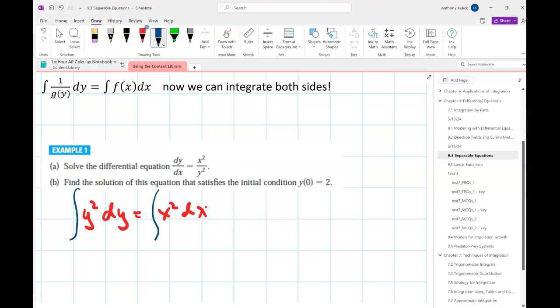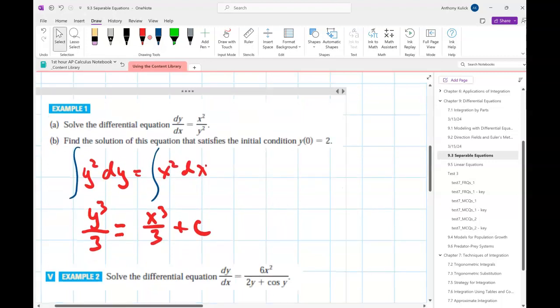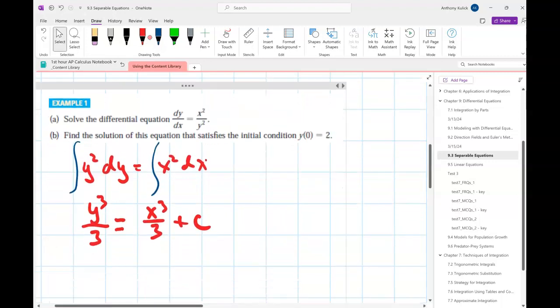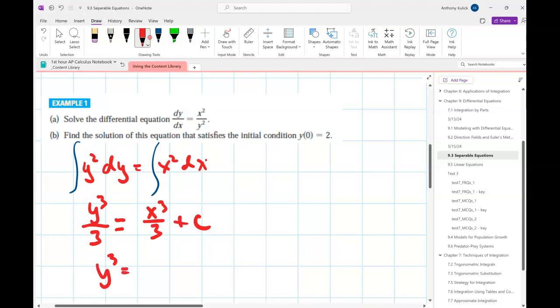Cool? Integrate both sides. What's the antiderivative of y squared? Okay. And the antiderivative of x squared? And I'm going to tack a plus c on here. So what you have is fine. If I wanted this all in terms of y, what would I do? If I just wanted this as y equals, multiply both sides by 3.